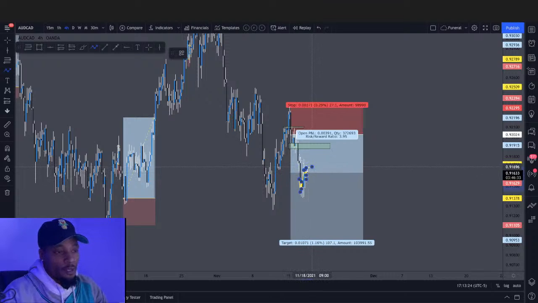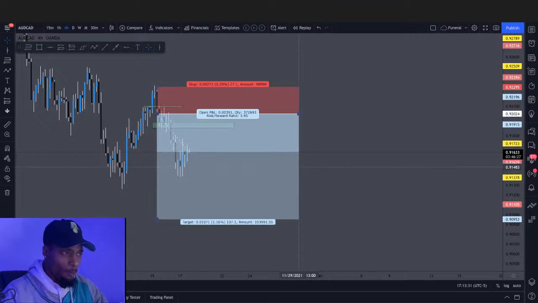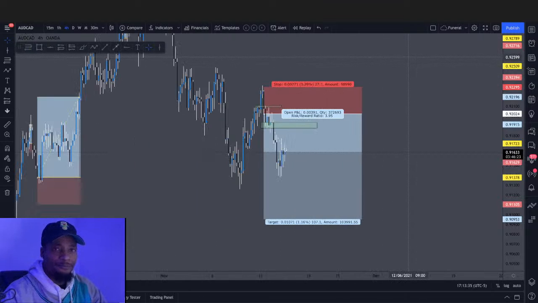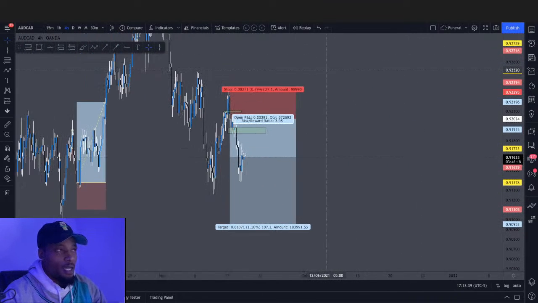Really, I'm just looking for the continuation to the downside. If we get it, we get it. If we don't, we don't. But that's why I'm willing to accept the risk on CHFJPY. But that's really it for me today, man. That's really pretty much all I had going on.